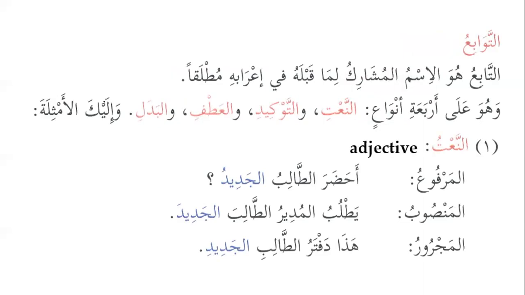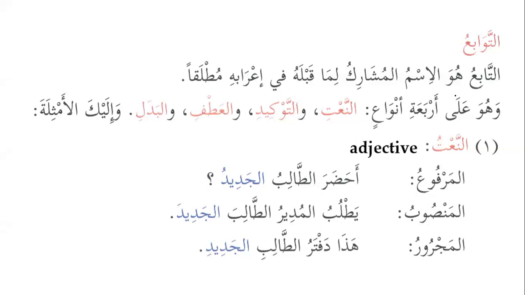At-tawabi'u is basically tabi'a, yatba'u, tab'an, fahuwa tabi'un. So the one who follows, tabi'a yatba'u, tab'an, to follow. There is a verse in Surah Al-Baqarah, man tabi'a hadaya, fala khawfun alayhim, wala hum yahzanun. Whoever follows my guidance, he will never have grief and he will never go astray. So tabi'un is ismul fa'il, and the plural of tabi'un is tawabi'u, on the pattern of mafa'ilu. So the one that follows something or someone, that is called at-tawabi'u.